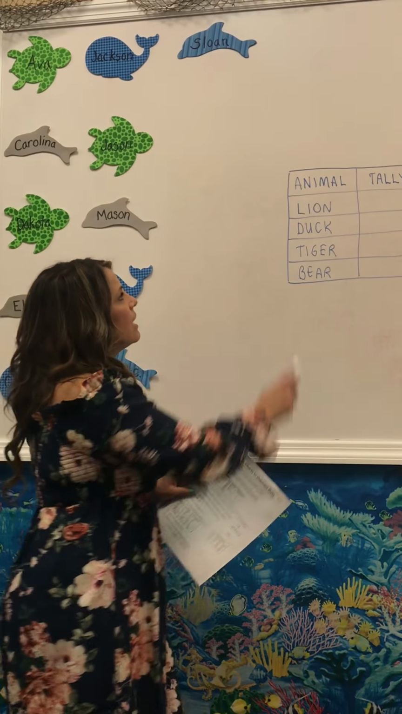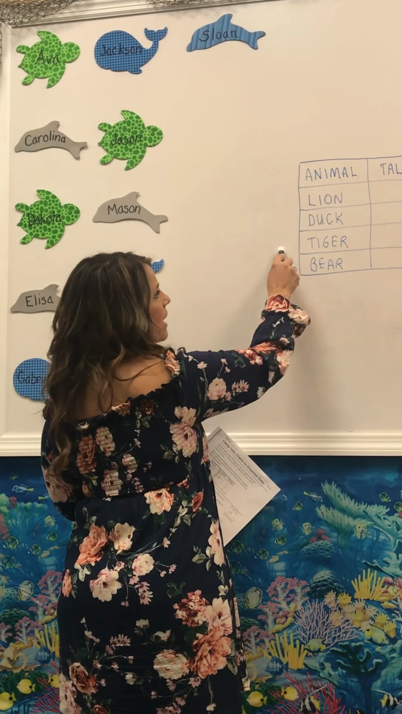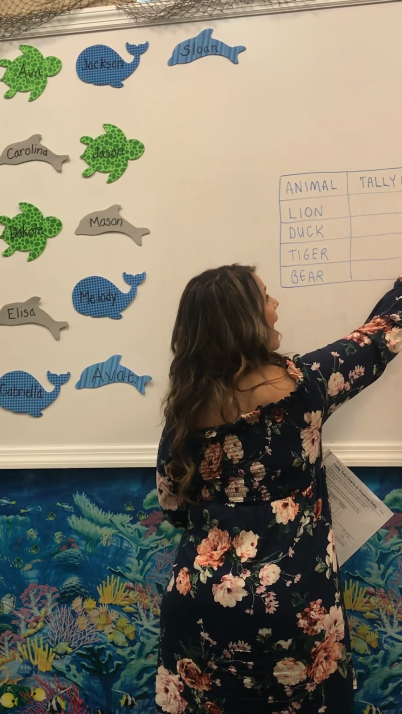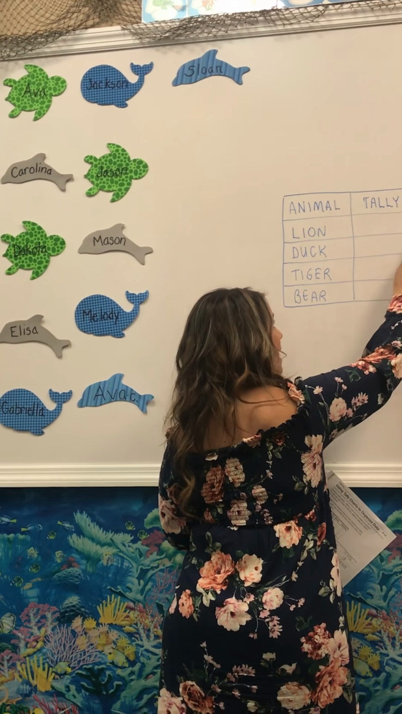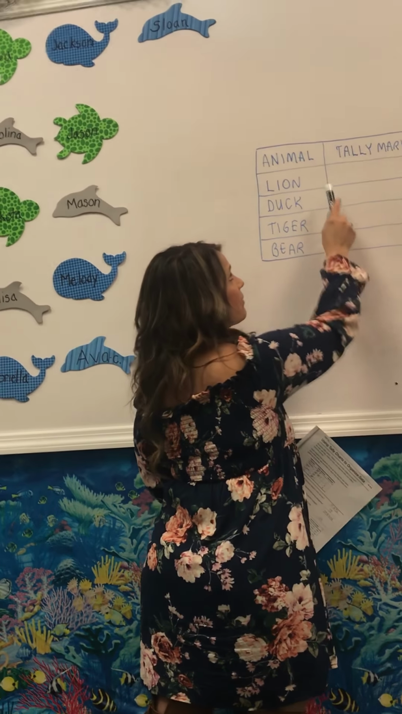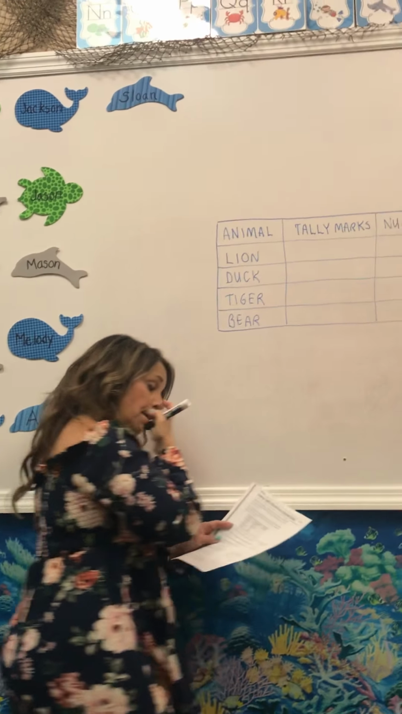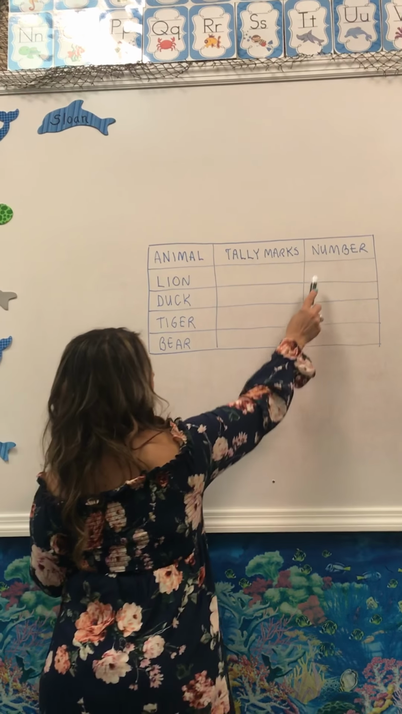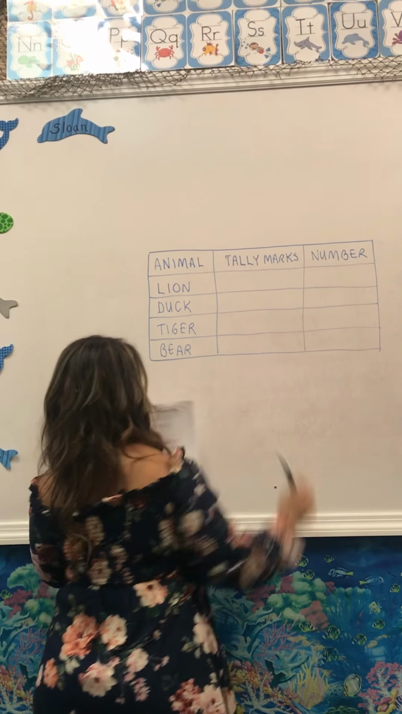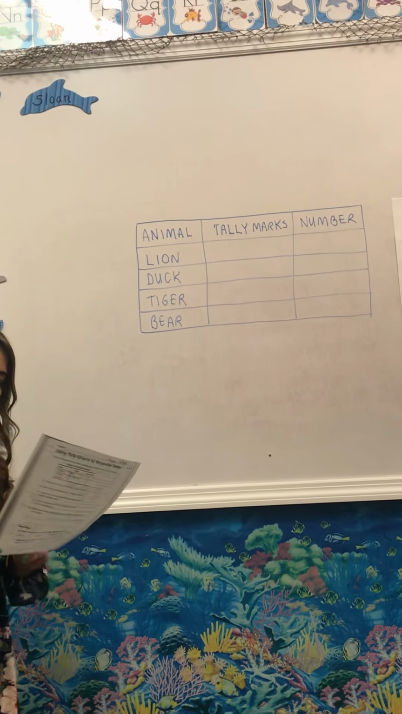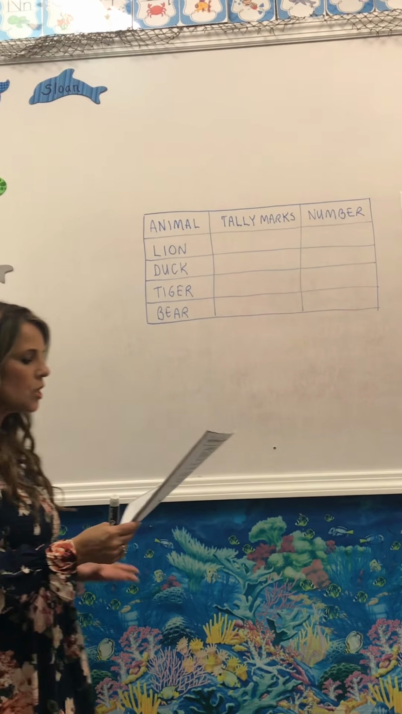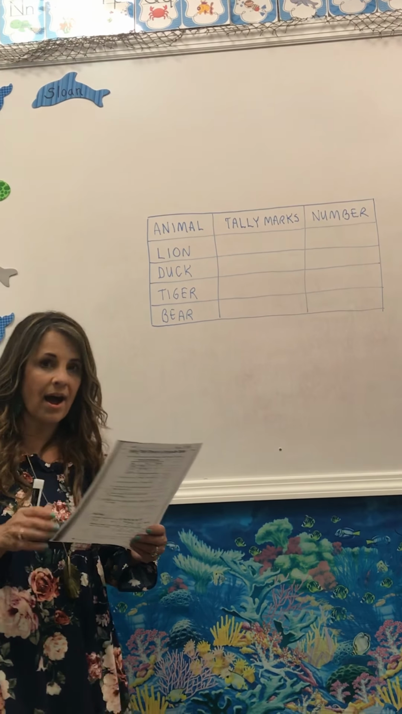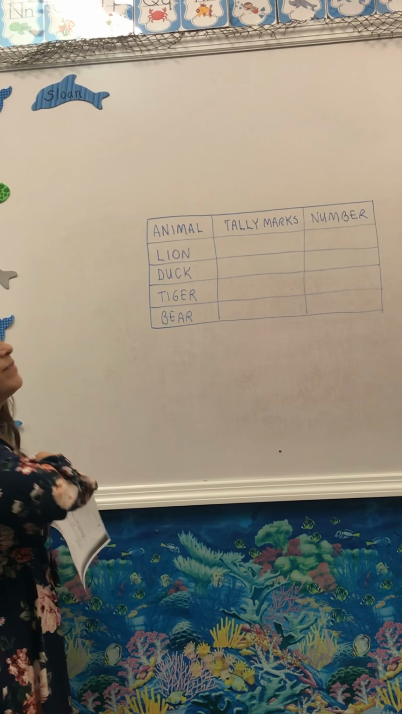So we have lions, ducks, tigers, and bears. We have our tally marks up here, and we have how many tallies once we add up each of the results for the animals. We'll add it all up over here once we add up our tallies. Okay, so we have how many lions? Well, let's look at the chart. We have 1, 2, 3, 4, 5. Okay, so we have 5 lions.